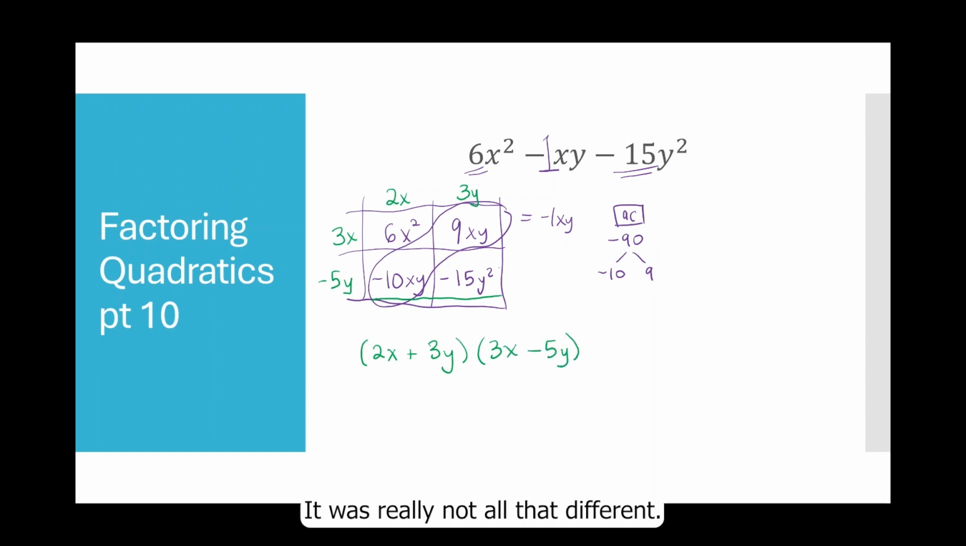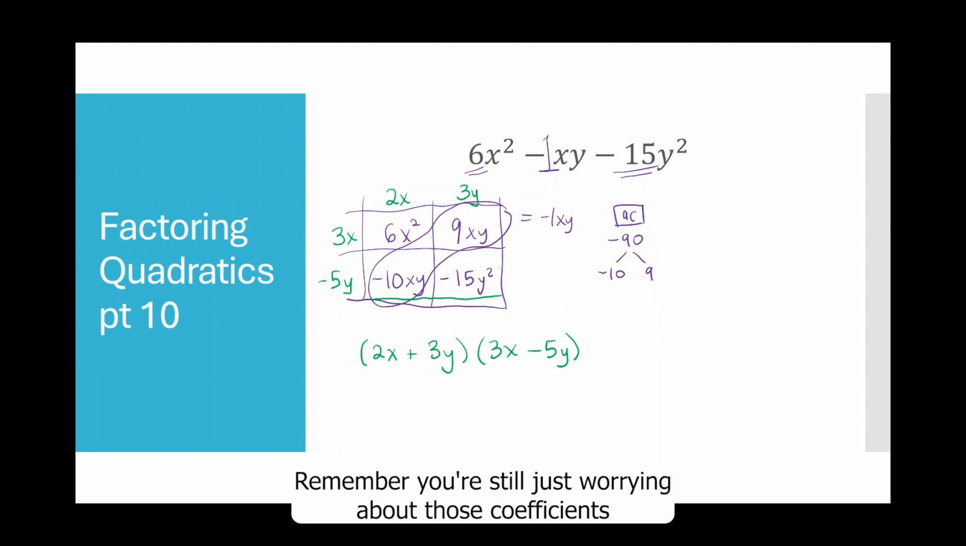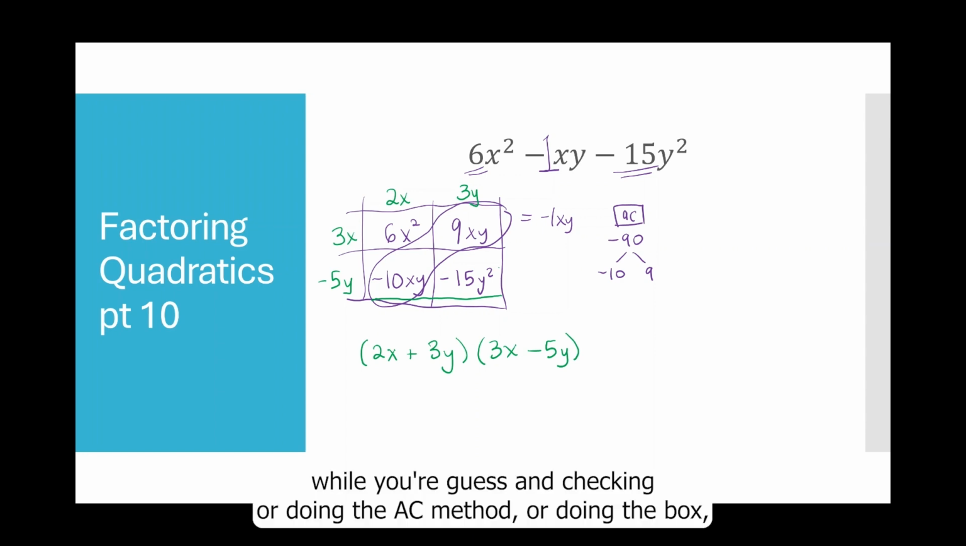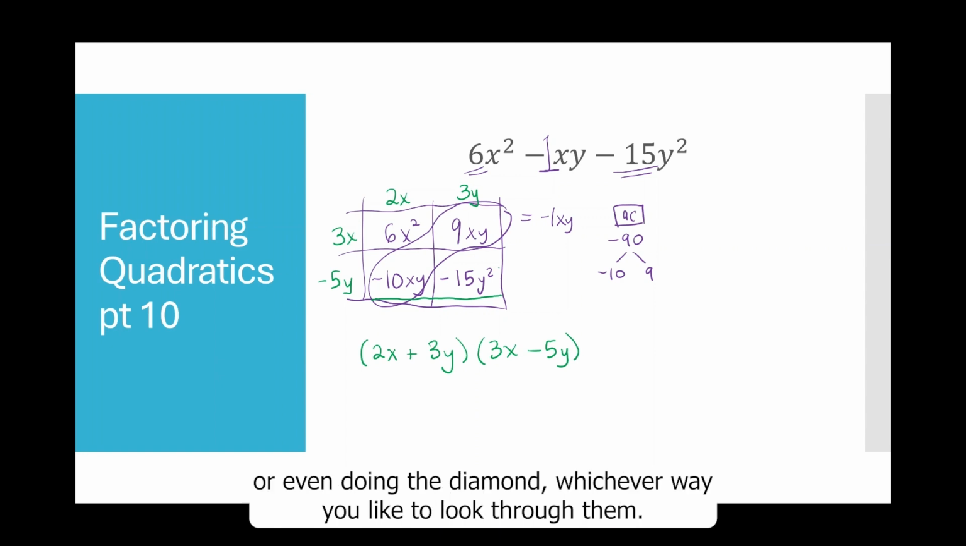It was really not all that different if it had been 2x plus 3 times 3x minus 5. But sometimes those y's scare people. So don't be scared. Remember, you're still just worrying about those coefficients while you're guessing and checking or doing the AC method or doing the box or even doing the diamond, whichever way you like to look through them.